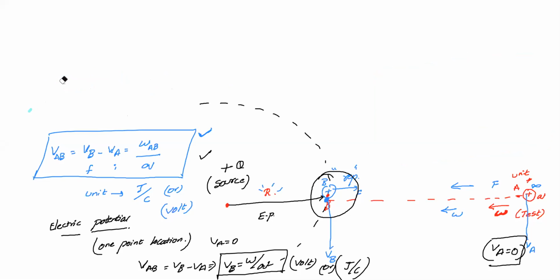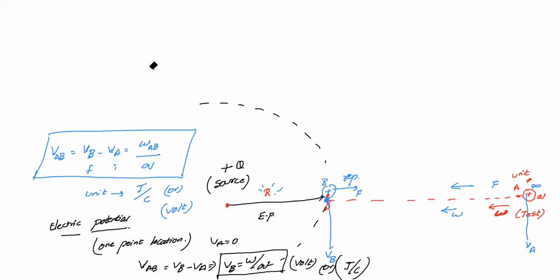Okay, so next one, make a heading. Electric potential due to a point charge.